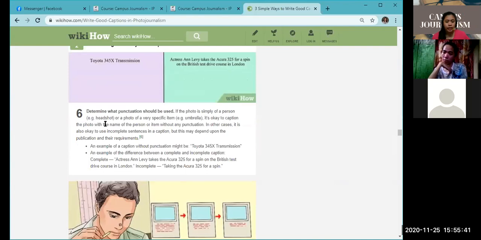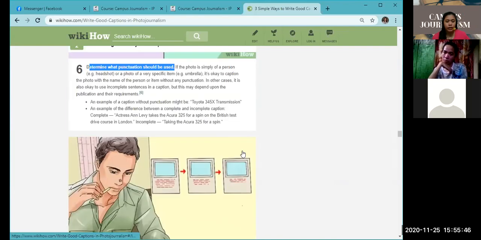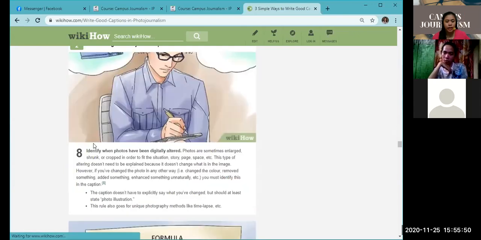And then determine what punctuation should be used. Okay. And then simplify description in subsequent captions and identify when photos have been digitally altered.